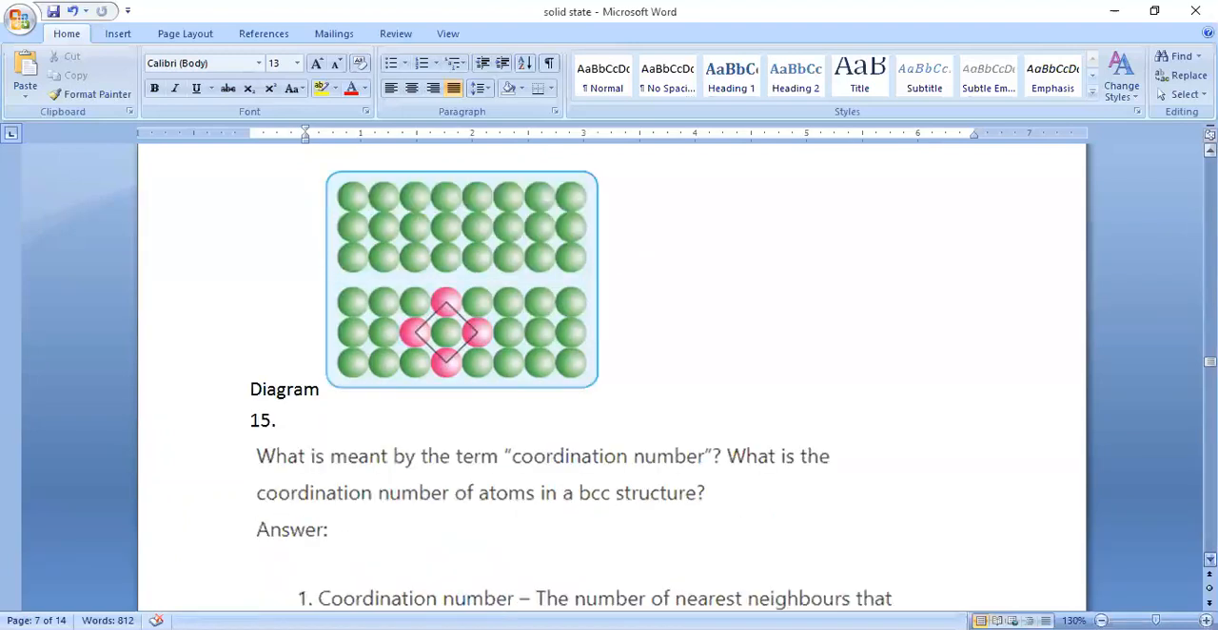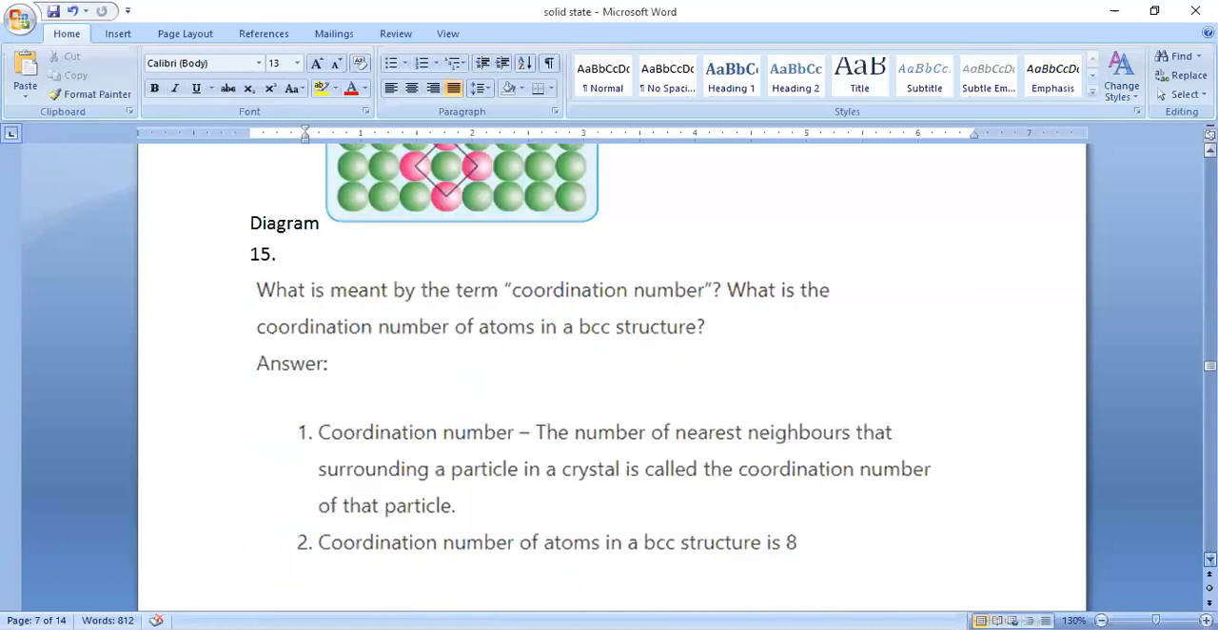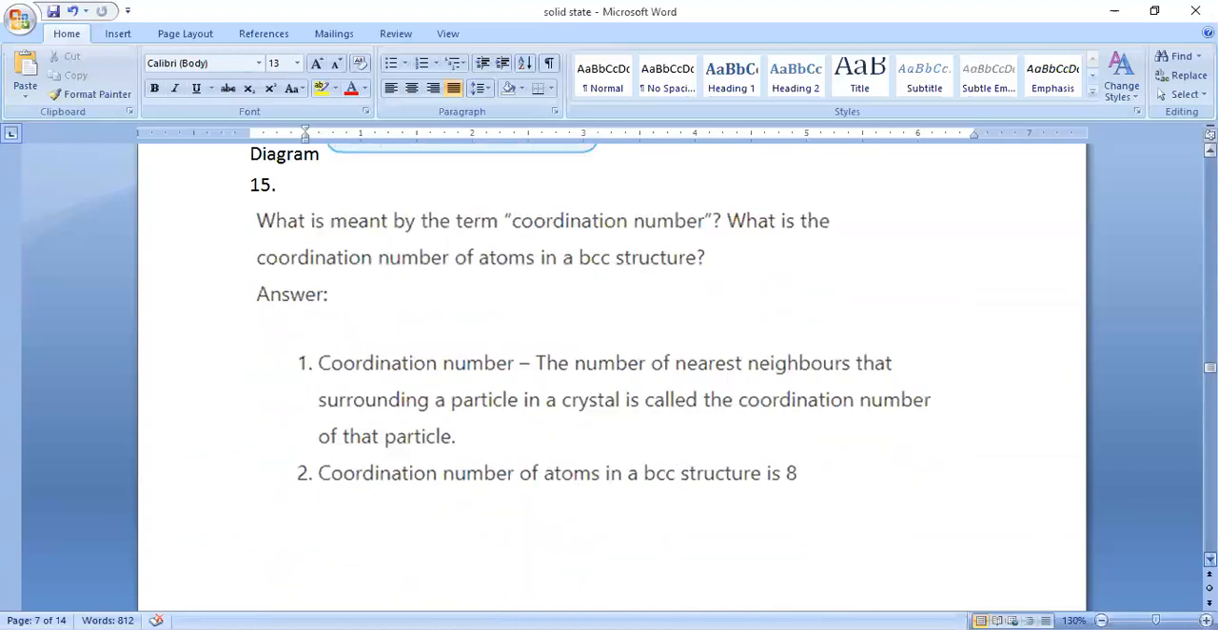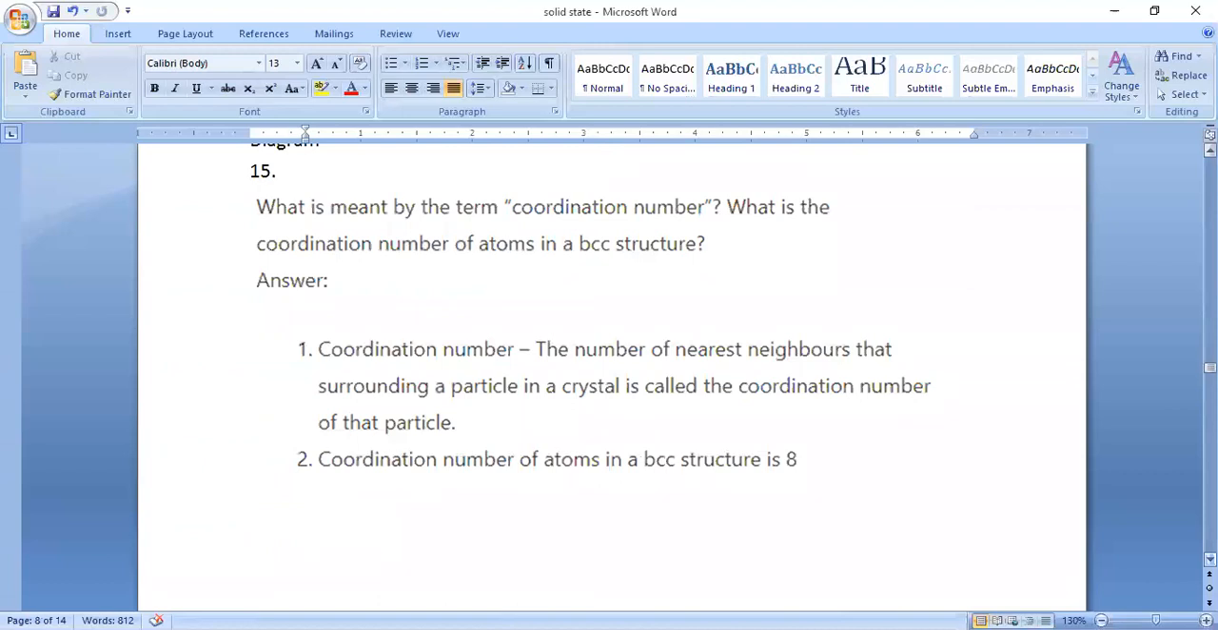Next, question number 15: what is meant by the term coordination number? What is the coordination number of atoms in a BCC structure? Coordination number means the number of nearest neighbors that surround an atom. Each atom is surrounded by a certain number of neighboring atoms; that we call the coordination number. So the coordination number of atoms in a BCC structure is 8.